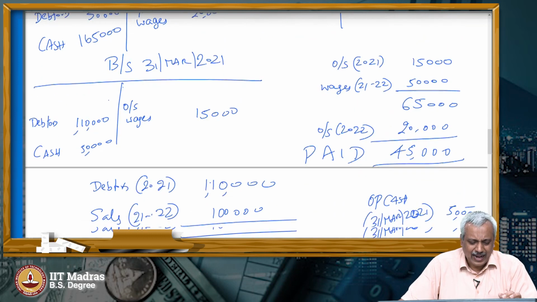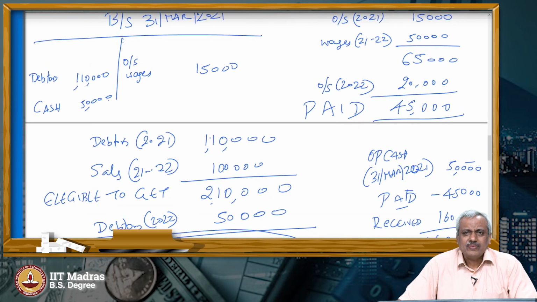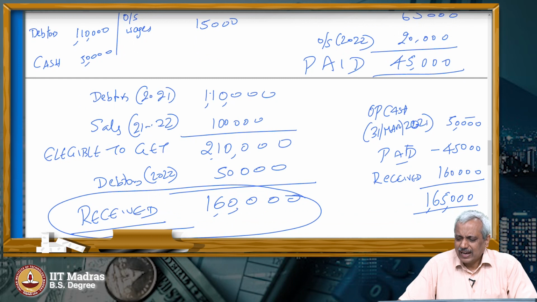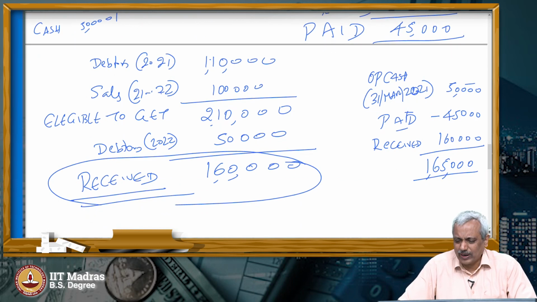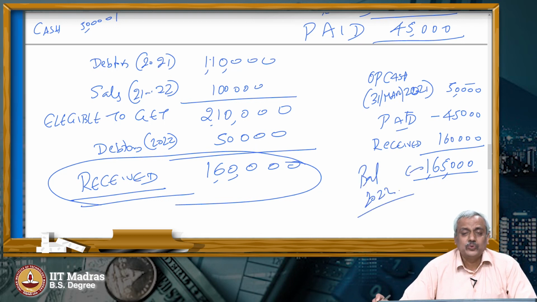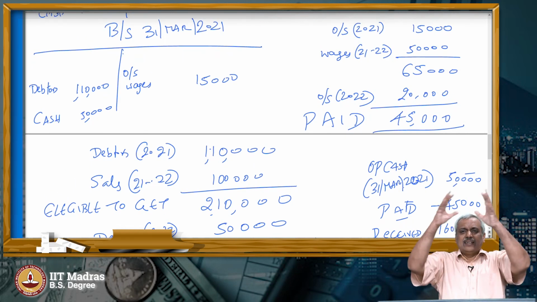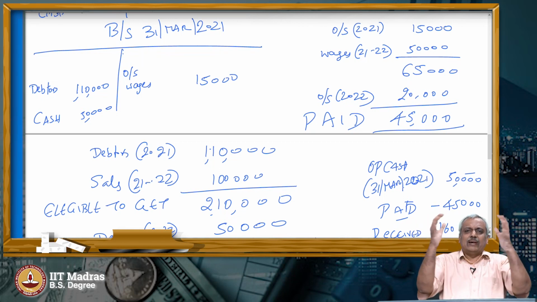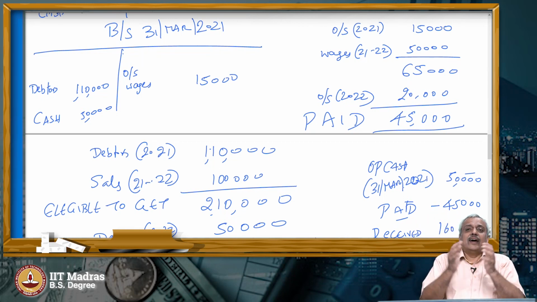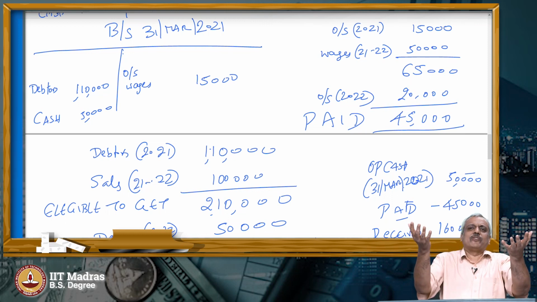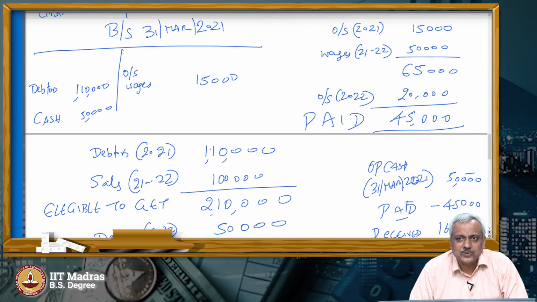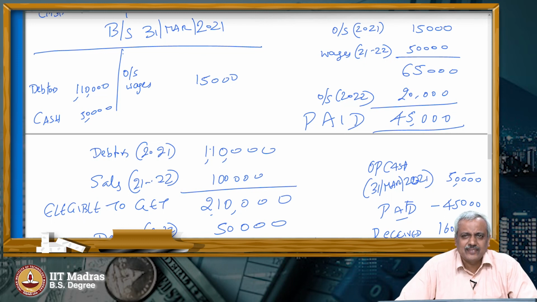Why? I started with 50,000 on April 1st, 2021. I paid 45,000 for my wages. I received 1,60,000. So what should be the balance? This should be the balance as of 31st of March 2022, and that's what it is. That is what I am trying to say. All three statements will basically sync together. If there is a problem, a job opens up for you as a forensic expert. This is a very simple base case. We are talking about a base case here. I hope I have communicated.